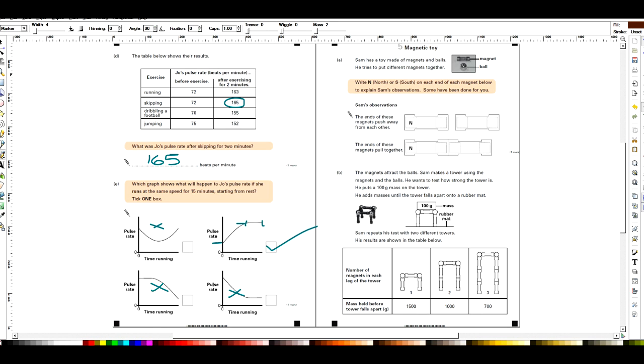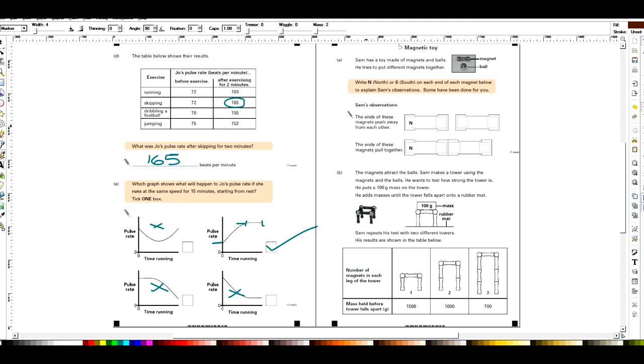Okay, the next question. Question number 5. Magnetic toy. Sam has a toy made of magnets and balls. He tries to put different magnets together. There's a magnet in this ball. Write N or S on each of the magnets below, N for north, S for south, to explain Sam's observation. Some have been done for you.